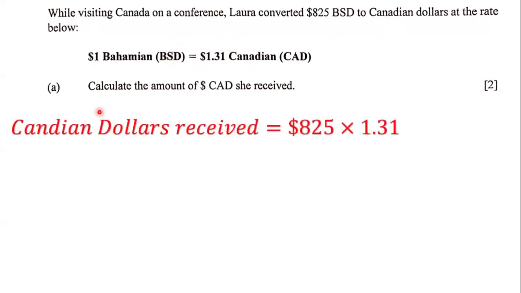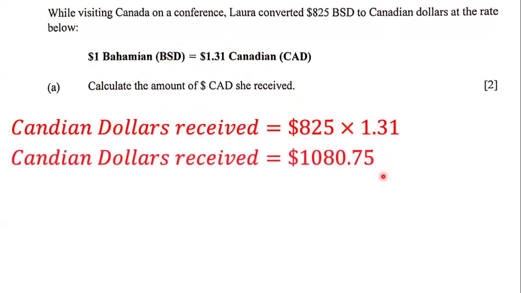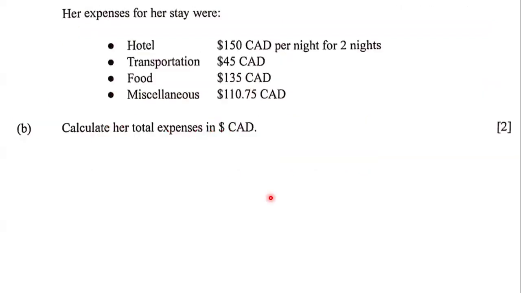So the amount of Canadian dollars that you receive is going to be equal to 825, and we have to multiply that by 1.31. So we say Canadian dollars received is equal to 825 multiplied by 1.31, and that gives us 1,080.75. So $1,080.75. And that's the amount of Canadian dollars that was received.